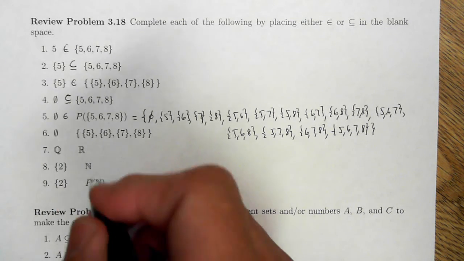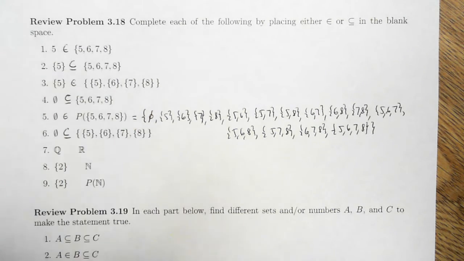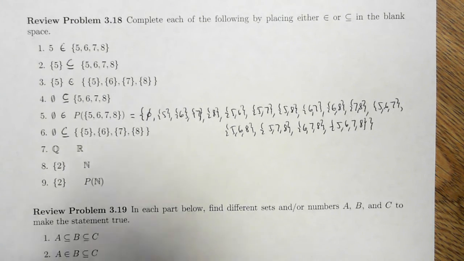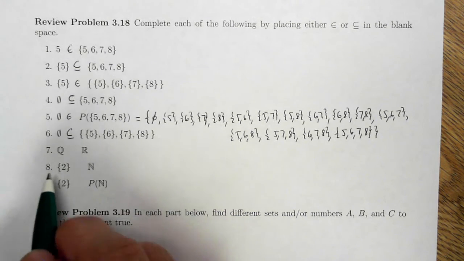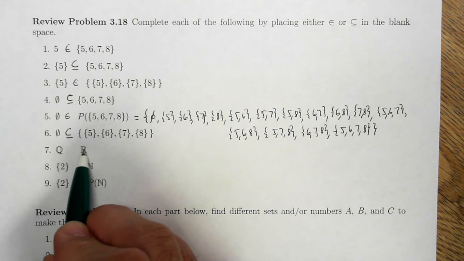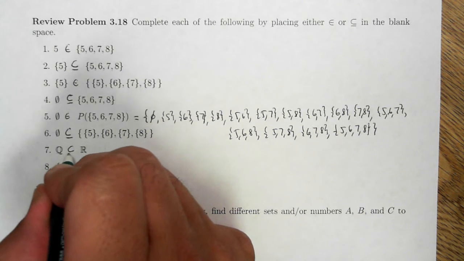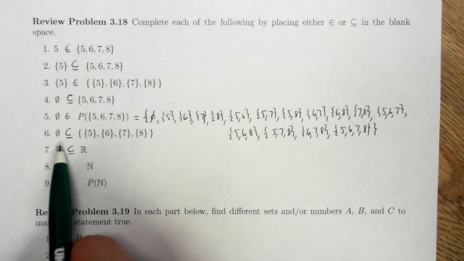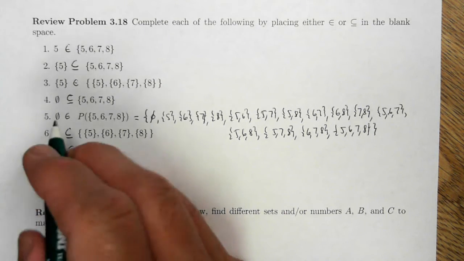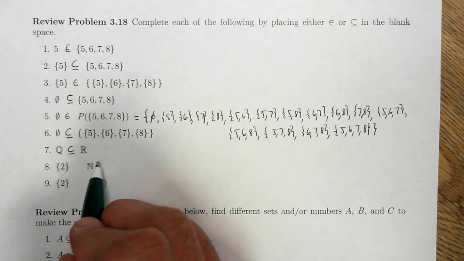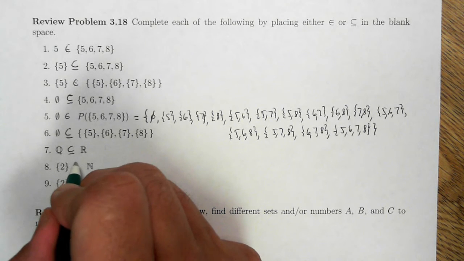Okay, number 6, this empty set is a subset of any set. 7, rational numbers and real numbers. If a number is rational, it's automatically real, and so I can write subset here because anything that is rational must also be real. 8, anything that's in this set is also one of the natural numbers, and so that is a subset.